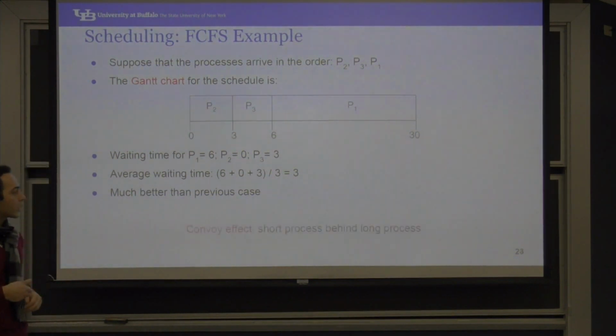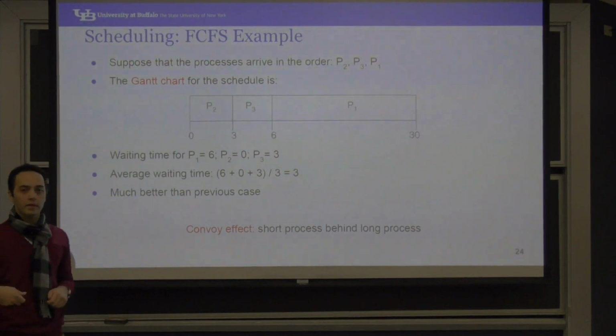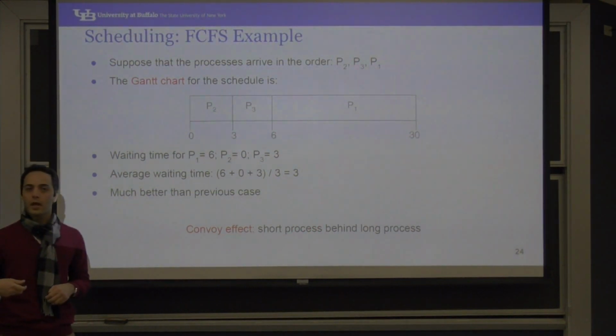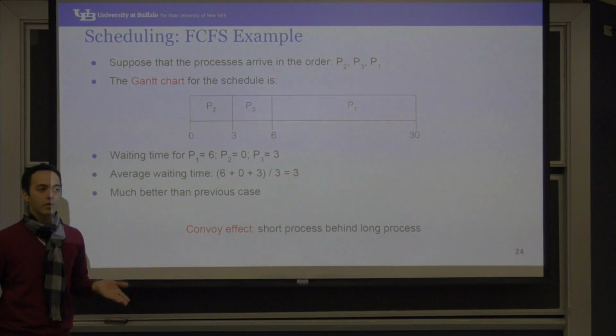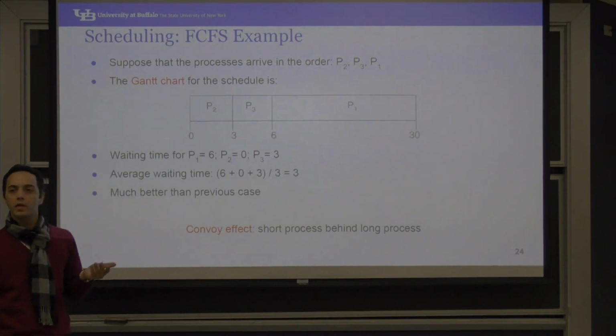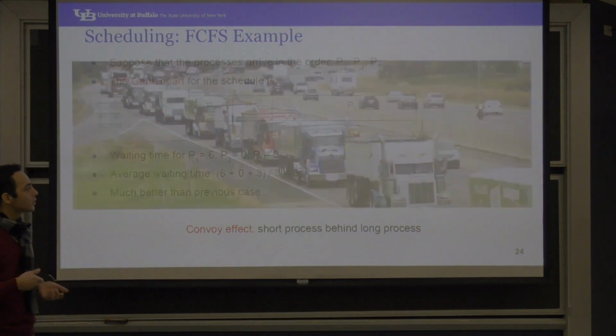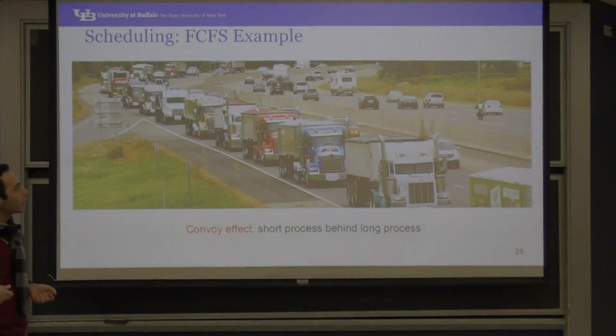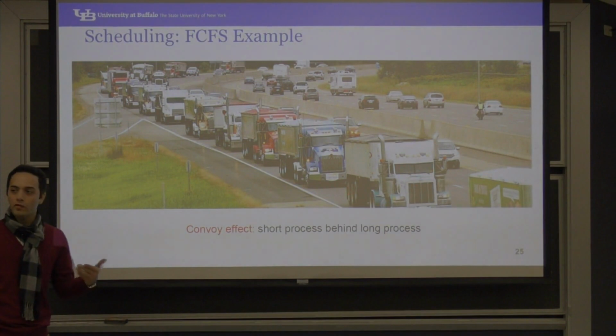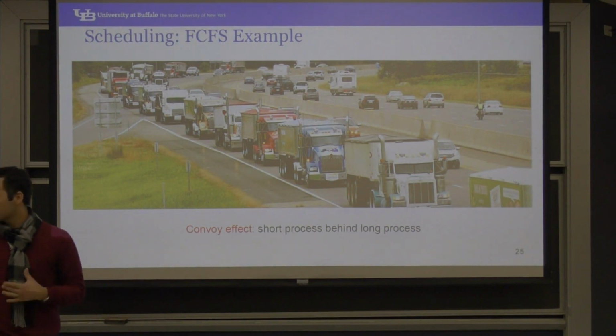So this is what we call the convoy effect. When short processes wait behind a long process, this is not good because the average wait time goes up, right? This is like, for example, on a highway, right? If you want to overtake all of them and they're all going slow, you have to just wait for them to go and it just takes time.